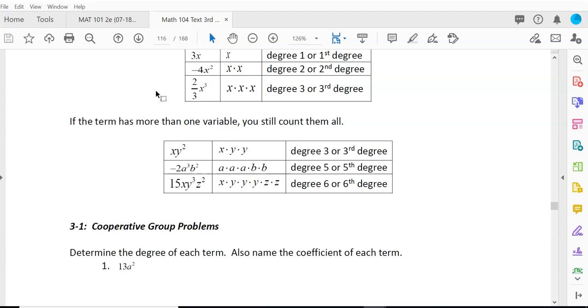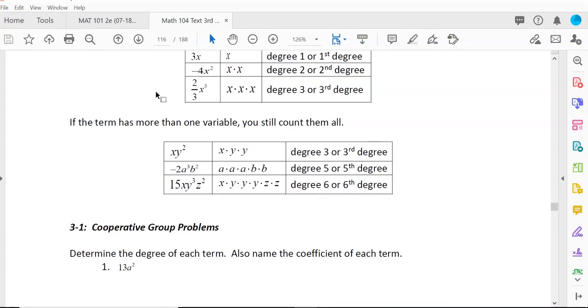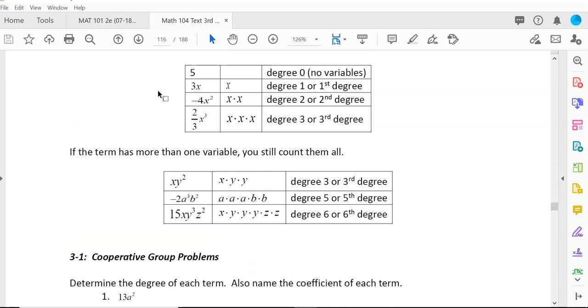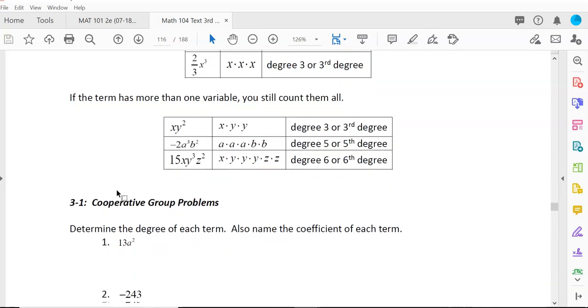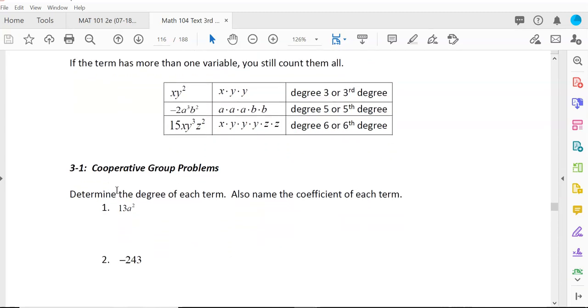Now notice that these coefficients never affect the degree. So regardless of whether the coefficient was 5 or 15, the degree is still 0. The coefficient here is 3. If the coefficient was 300, it would still be degree 1. If this coefficient was something other than negative 4, it's still degree 2. Same thing down here. This coefficient is negative 2. The negative 2 really doesn't come into play in terms of the degree. So that's how you find the degree of each term.